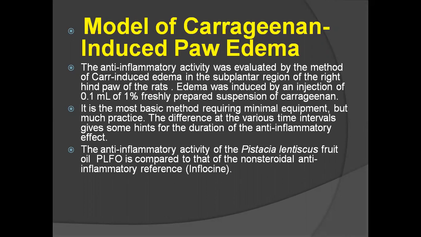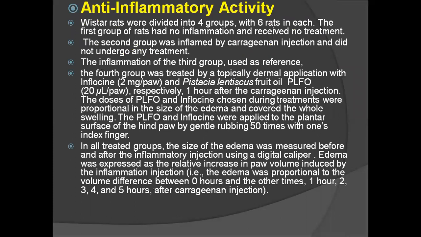In this, we are comparing Pistacia lentiscus fruit oil with a non-steroidal anti-inflammatory drug, which is the reference drug. In this experiment, the Wistar rats are divided into four groups. In the first group, no infection, no inflammation, and no treatment is given. In the second, only carrageenan solution is given, no treatment. In the third, we use the reference drug. And in the fourth, first the carrageenan solution is given, and after 1 hour, the Pistacia lentiscus fruit oil is given at a dose of 20 microliters per paw.